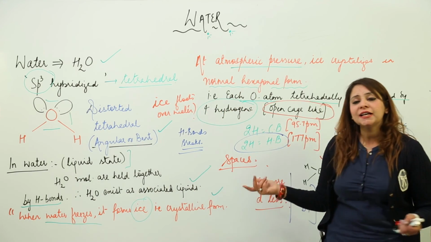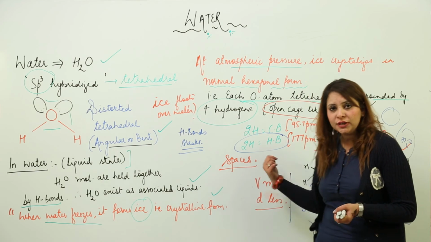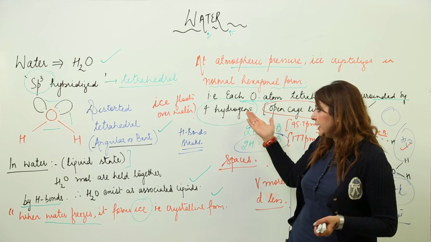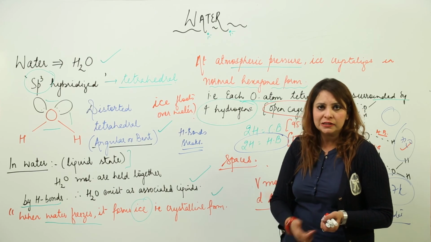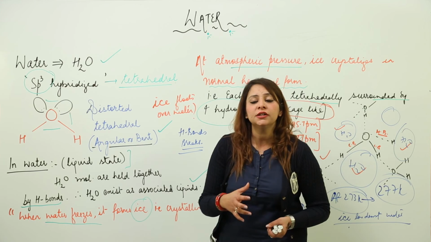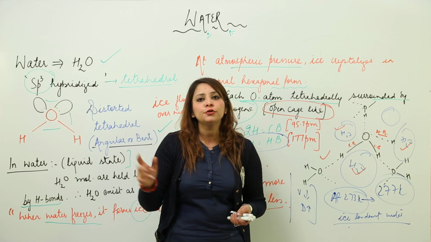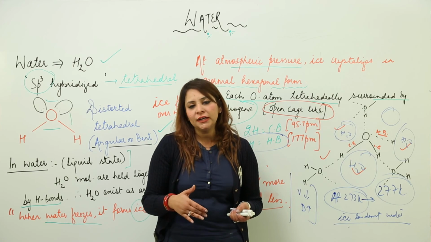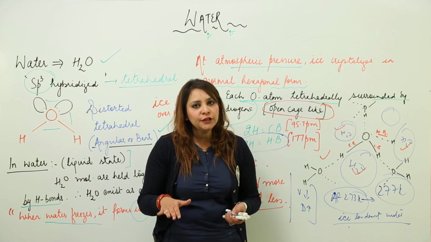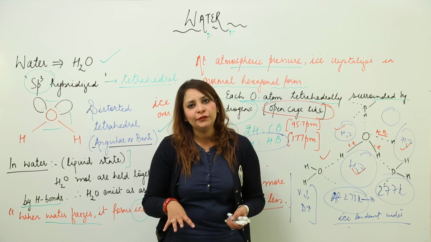This is of great advantage because aquatic animals can survive due to the difference in densities of ice and water. Whenever there is a winter season, whenever there is a chill around, what happens? The upper water layer freezes to form ice, but the lower water layers don't freeze and remain in liquid form, and the aquatic animals can survive there.